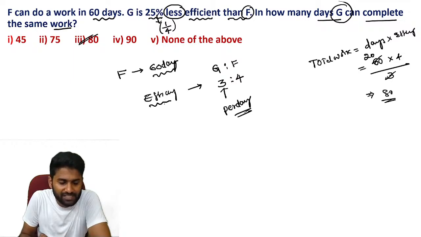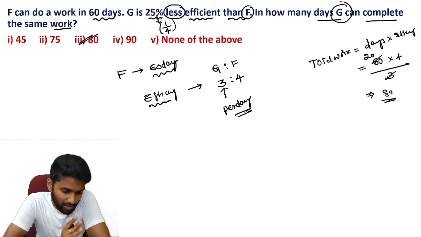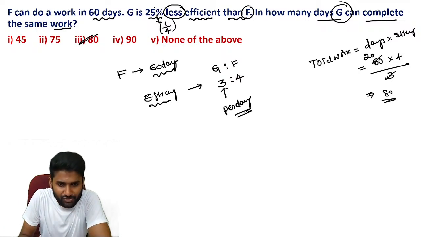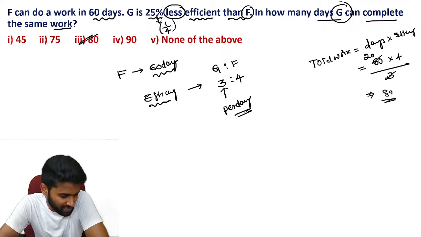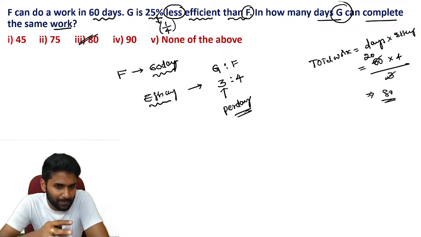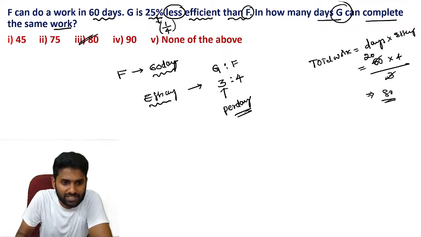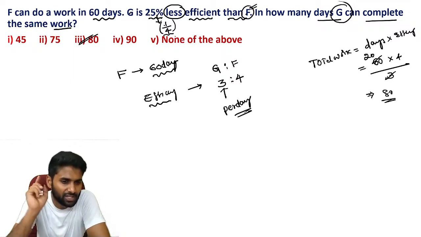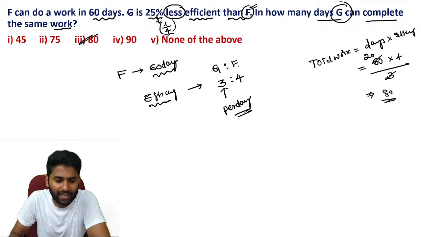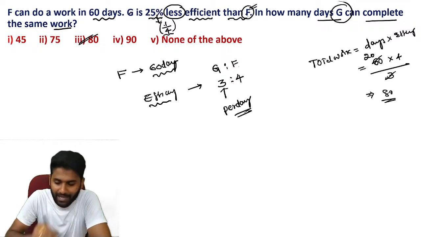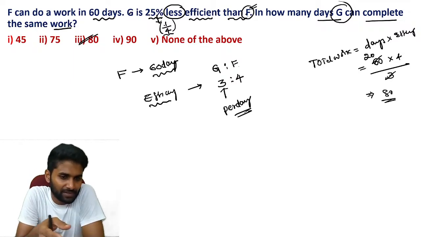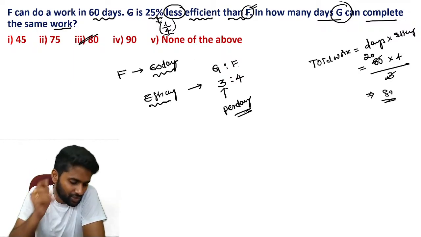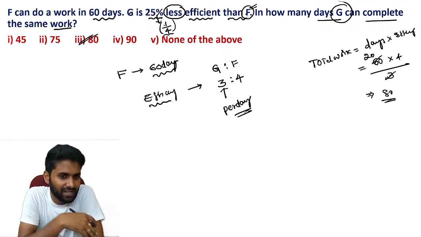Remember, efficiency is all about per day work. Here the comparison 25% is converted into a fraction: 25 by 100 is 1/4. G is 1/4 less than F. Again we have to assume F, so focus on the denominator, which is 4. Let us assume that F can complete 4 units per day. G is 25% less, so the numerator says 1 unit is less. That's why G's value is 3.